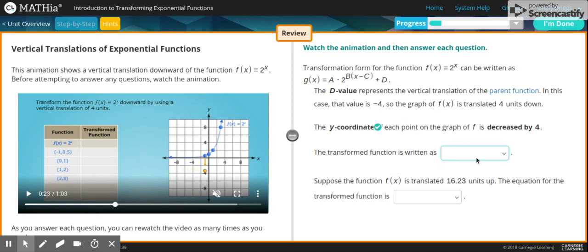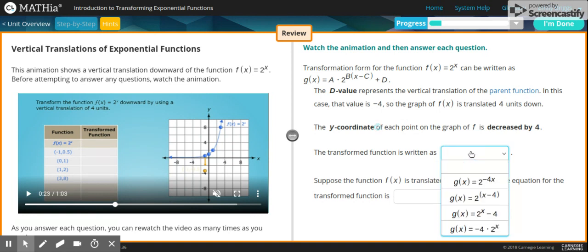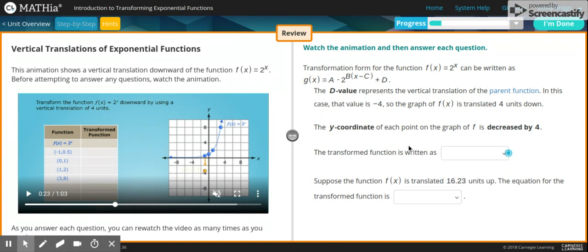The transformed function is written as, because it's not in parentheses and it isn't the c value up or the b value up here, because that would horizontally change the function, and you want to vertically change the function. So it's this one, g of x equals 2^x minus 4.